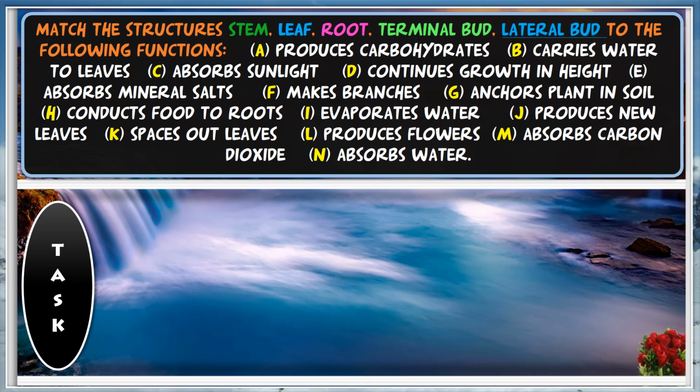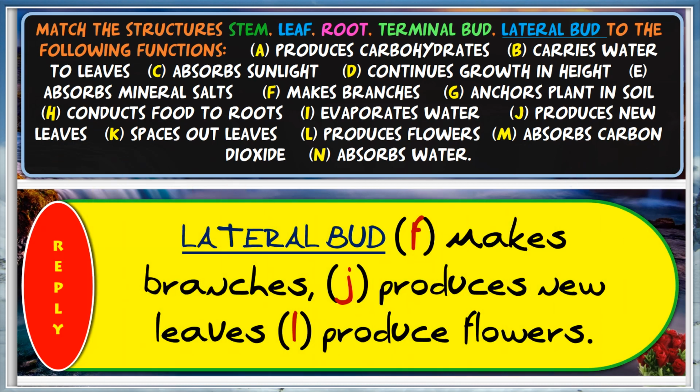Lateral bud. F, makes branches. J, produces new leaves. L, produces flowers.